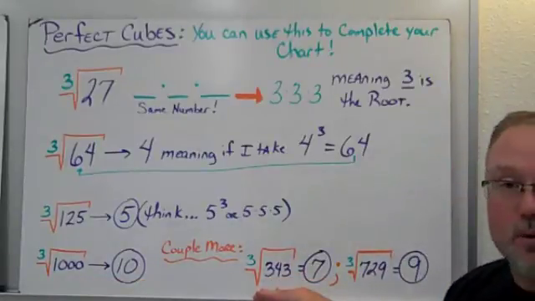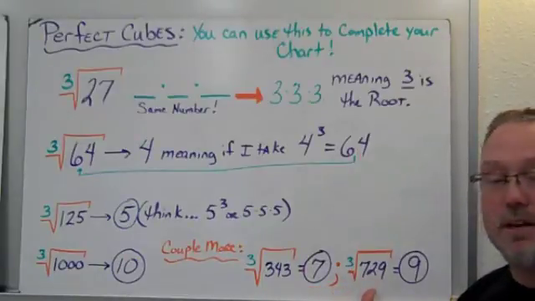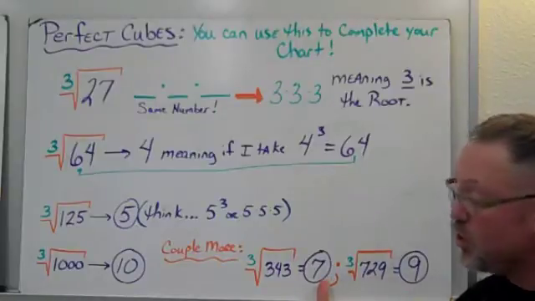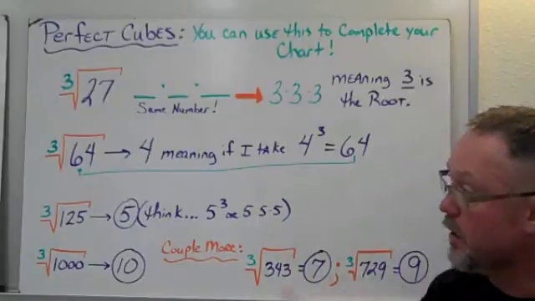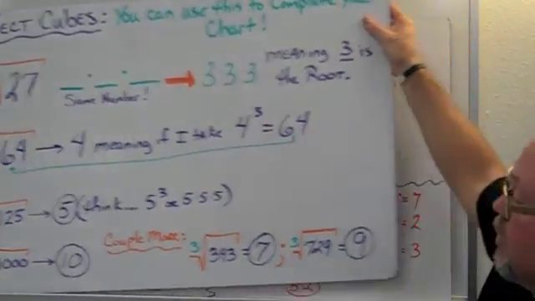Cube root of 343 comes out to be 7. Cube root of 729 is 9. So again, if I take 7 and cube it, I get 343. And again, we're looking at kind of a pattern that goes back and forth in your chart that we're working on.